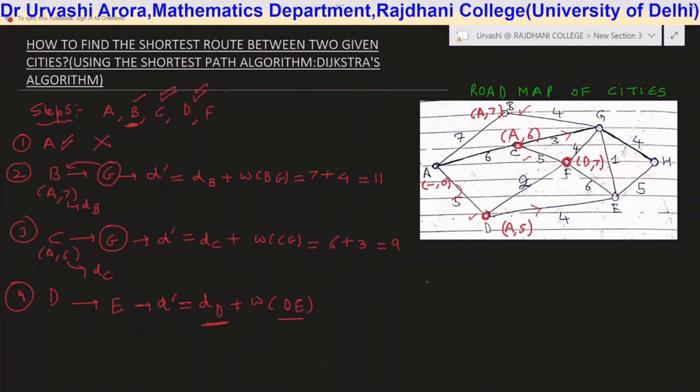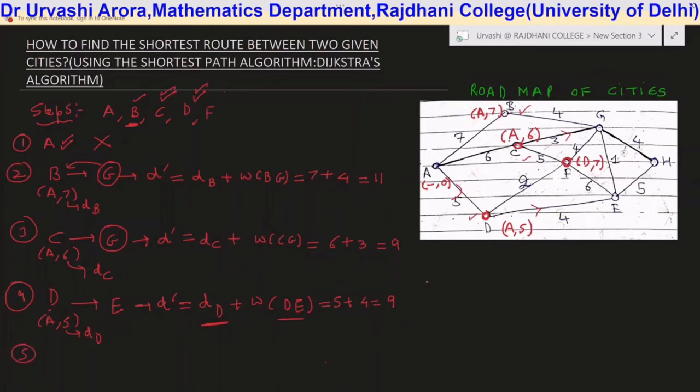So dD is again obtained by using the label for D. The label for D was A5. So because the label for D was A5, this is your dD. So this is going to be 5. The value of dD is 5 plus the weight of the edge DE, which is 4 from the graph. So this is 9. So this is for the labeled vertex D.